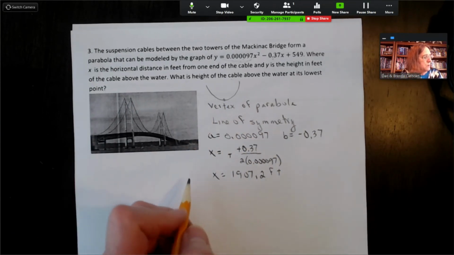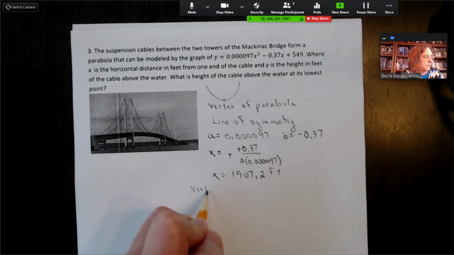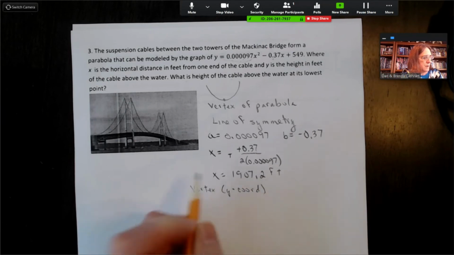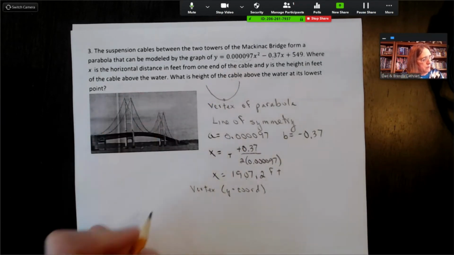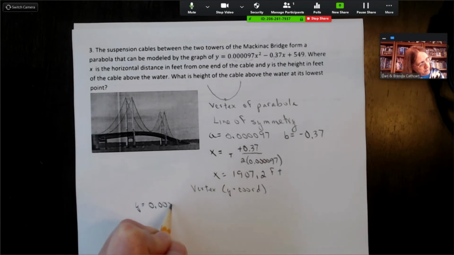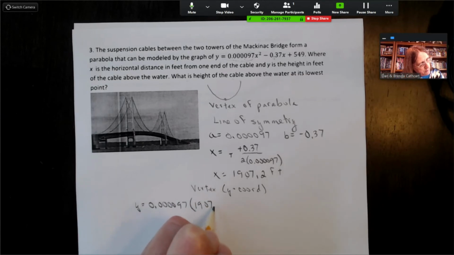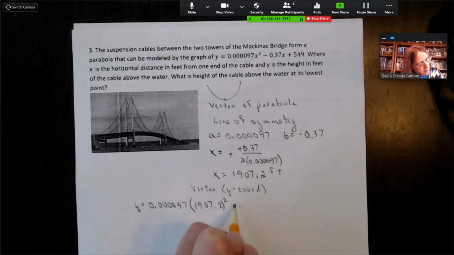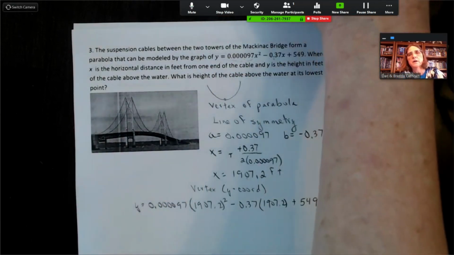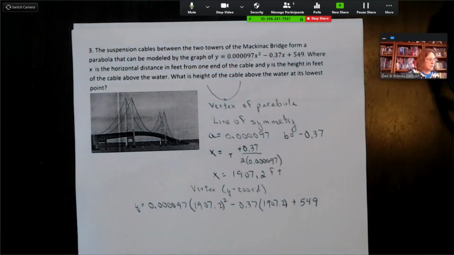And now to find the lowest point, I need to find the vertex. So I need to find the y-coordinate. So the vertex y-coordinate, I'm going to use this value for x in our equation. So y equals 0.00097 times 1907.2 squared minus 0.37 times 1907.2 plus 549. Again, I'm going to use a calculator to calculate that.